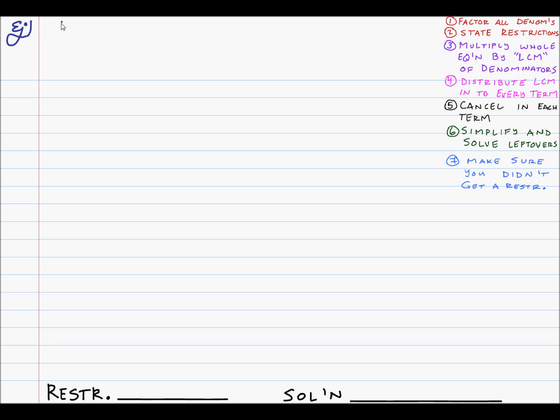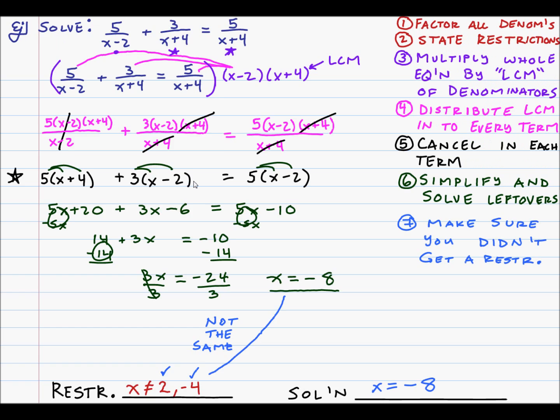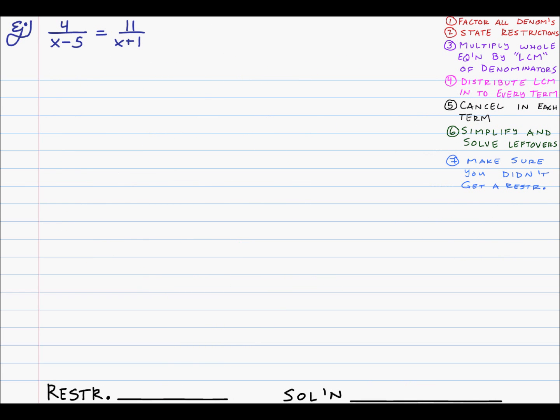Our second equation is a lot shorter, just fewer pieces to stare at. 4 over x minus 5 equals 11 over x plus 1. So here's our second equation. Slightly different than the last one. The first one had 3 terms. This one's only got 2 terms. So definitely something that benefits us a little bit.